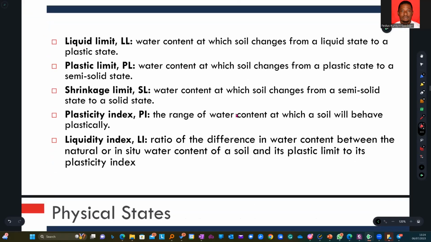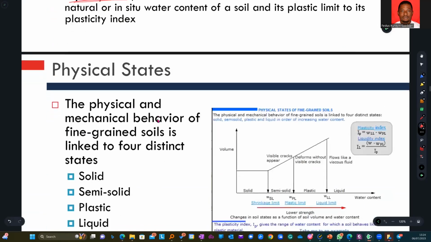Under this physical state, we need to take note of some key terms like liquid limit. It is the state at which soil changes from a liquid state to a plastic state, which we will come to know later on. Then we have the plastic limit, the water content at which soil will transform from a plastic state to a semi-solid state. And in that order, we get to what we call the liquidity index. So let us see what these states are.